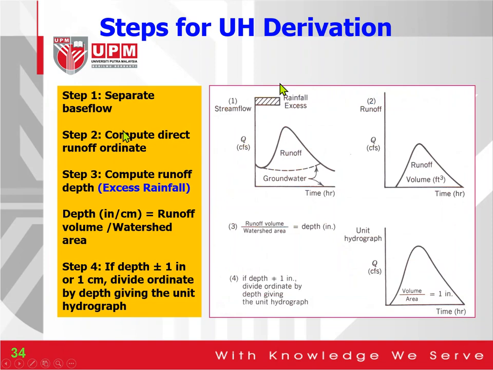We have only 4 steps. First step, we separate the base flow. Second step, compute direct runoff. This direct runoff means the water that comes to the river, it is visible, we can touch it. This is called direct runoff, not the water under the soil.